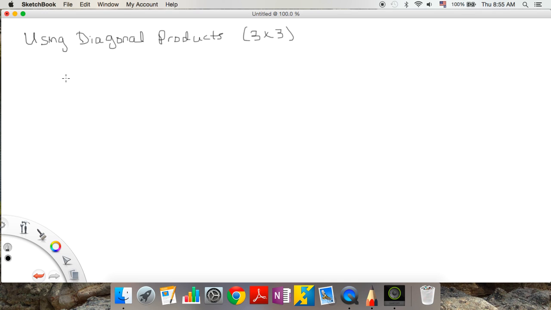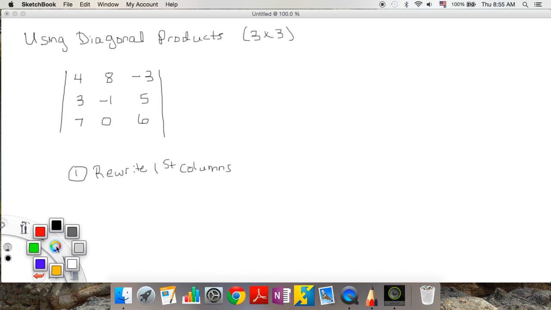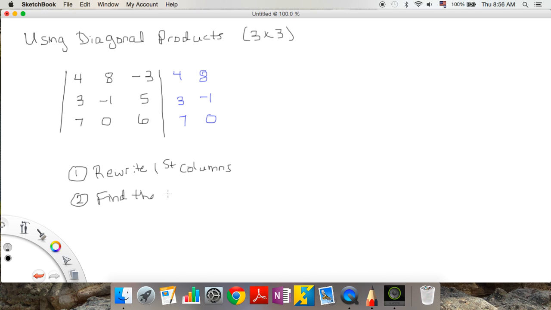So if we have a matrix and we want its determinant, and this is our sample matrix here, then if we want to use diagonal products, the first thing you do is rewrite the first two columns. So we'll rewrite those, and you just write them out next to it. First column, and then the second column. Then the next thing you do is you find the diagonal products. What does that mean? Well, basically you're multiplying everything on the diagonal.